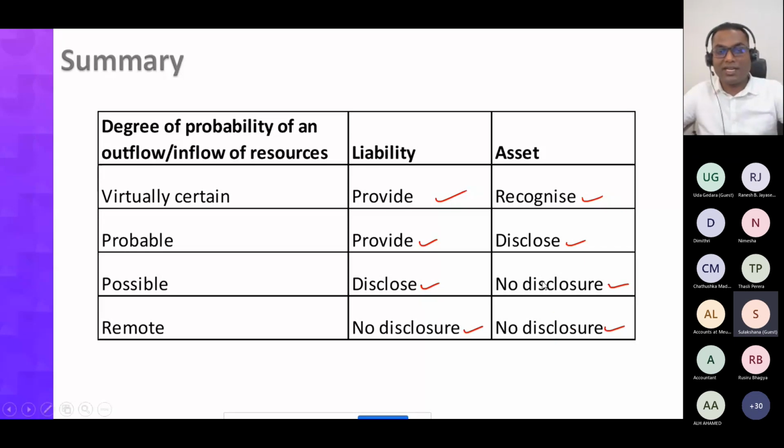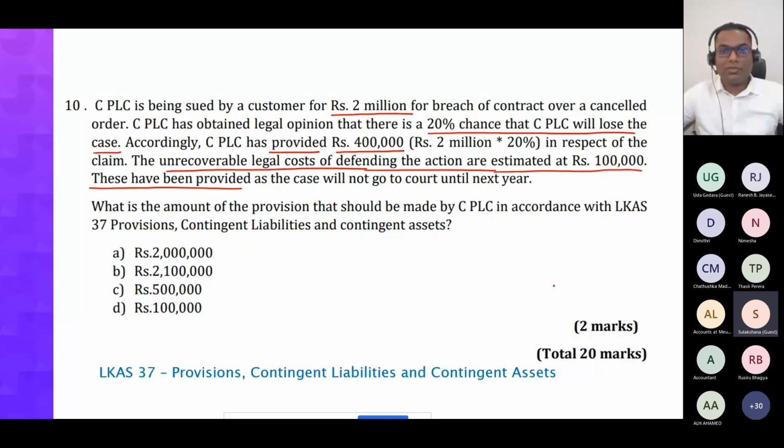Now tell me, in this particular question, as you have only a 20% chance to lose the case, you don't need to provide this 2 million. And you don't even need to take the 2 million multiplied by the probability, 400,000. You don't need to do that. You don't need to provide at all. It is a contingent liability. This 400,000, you just need to disclose.